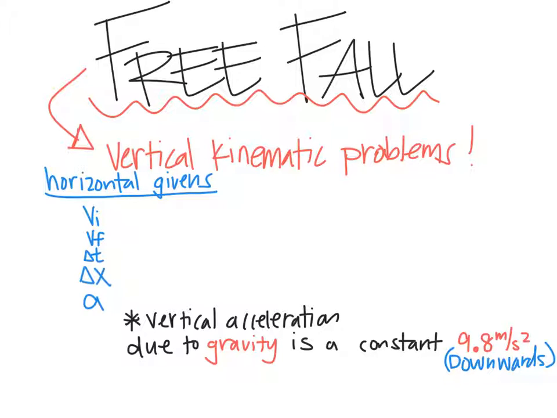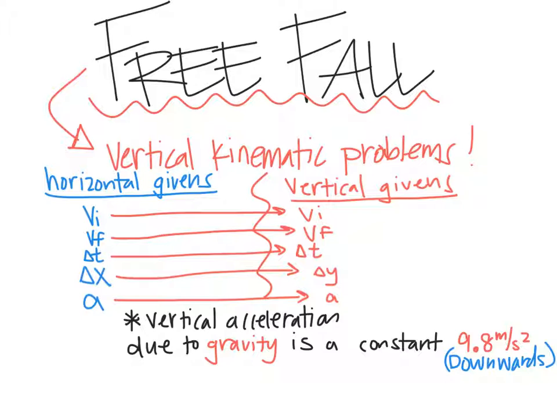Now, to backtrack a little, when we dealt with horizontal kinematic problems, or objects that had a horizontal acceleration, we were given things like initial velocity, final velocity, change in time, displacement in the horizontal direction, which is why it's change in x, and then acceleration. When we deal with vertical kinematic problems, we deal with the same exact variables, except there's a couple little differences.